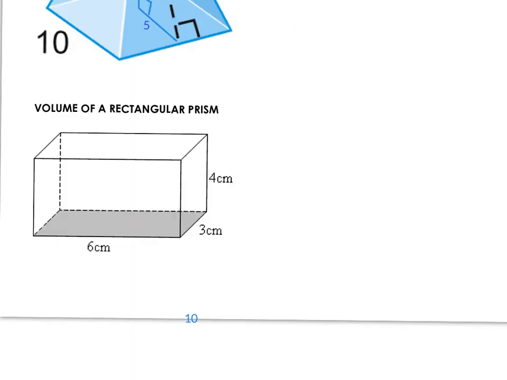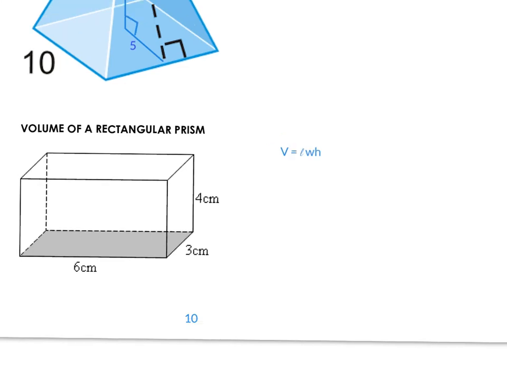Okay. The next one is the volume of a rectangular prism. So again, we need a formula. So the volume formula for a rectangular prism, and I'm going to use that cursive L again, is length times width times height. So then I just look over at my picture, the length, and it doesn't really matter which one you want to do. The length I can say 6, the width can be 3, and the height is 4.